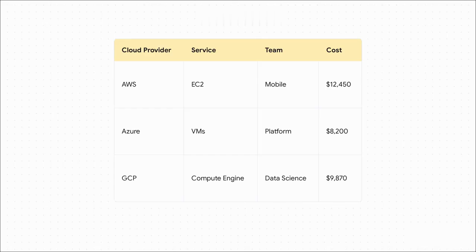And this just shows you the power of that unified view, doesn't it? We can see our costs from AWS, Azure, and GCP, all normalized and sitting right next to each other in one simple table. We can finally compare apples to apples, looking at costs by service and, more importantly, by the teams who are actually responsible for that spend.